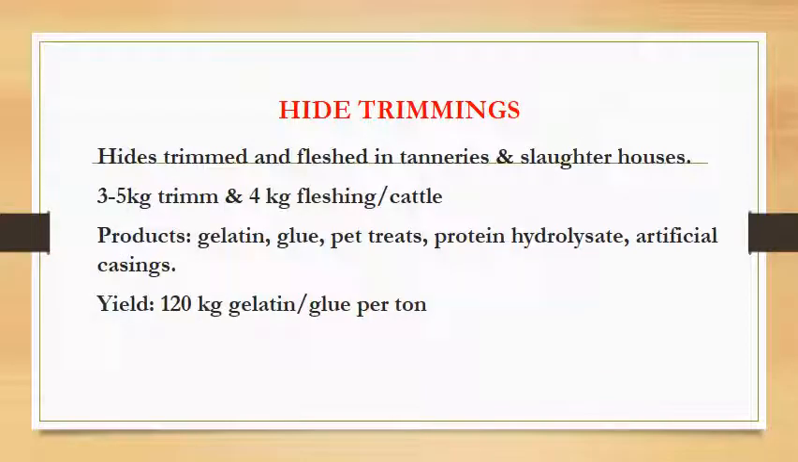Now it is about hide trimming. In the processing time, the hide will have a lot of muscle, etc. That muscle is removed or the odd parts are cut and removed. All these things are called hide trimmings or fleshings, which can make even 3 to 5 kg of trim or 4 kg of fleshing per cattle. All these can be used for making gelatin or glue or even pet food or protein hydrolyzate, and all of this has a very high value. It can yield around 120 kg of gelatin or glue per ton of these trimmings. So this is a very useful utilization of the hide trimmings.